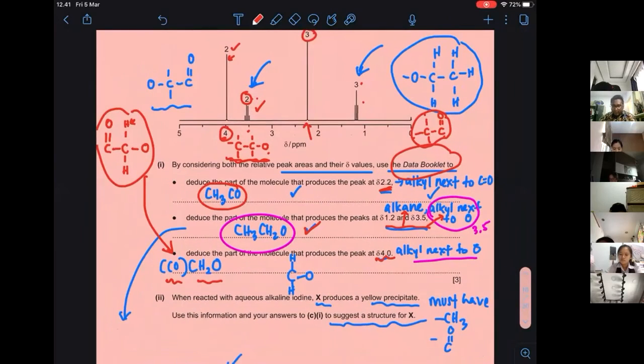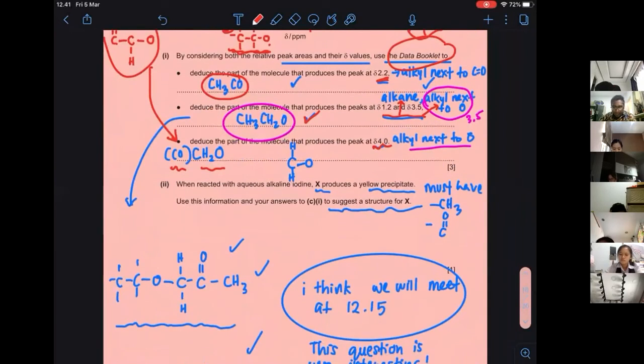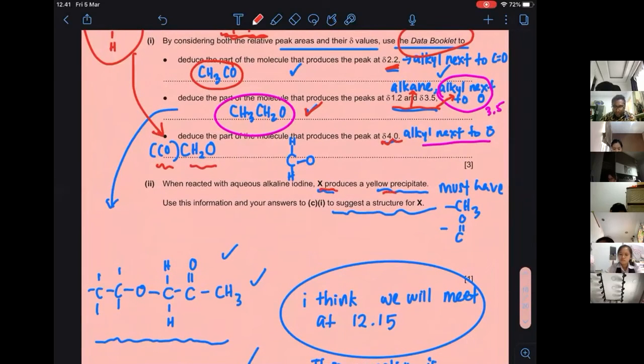Now, when reacted with aqueous iodine, X produces a yellow precipitate. So this one is the triiodomethane reaction. So it must have CH3. And then based on what we have done, you see carbon double bond and so on. These are some of the things that I found out, that it must have.